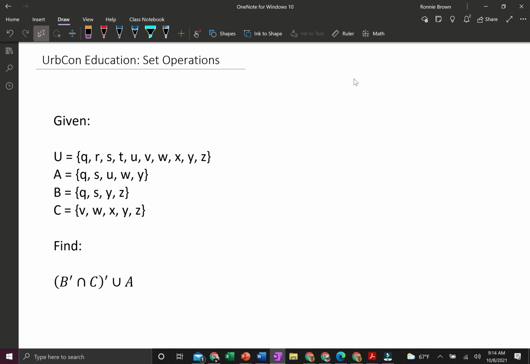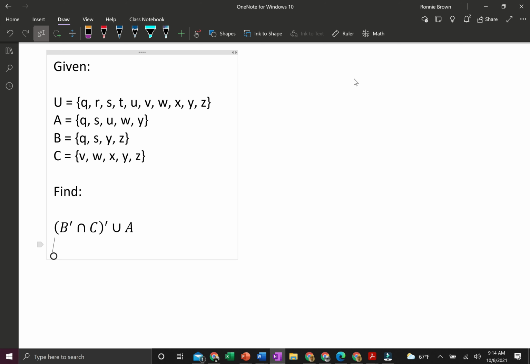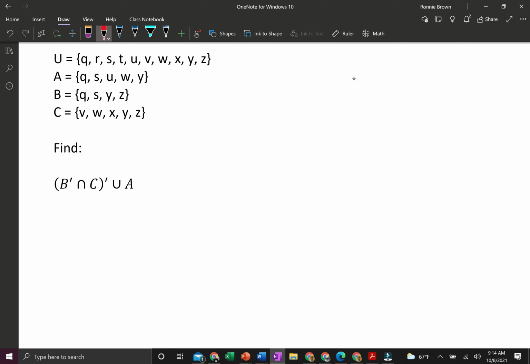We're asked to find B prime intersection C, and that entire quantity, we would like to find the complement of it. And then after such, we union it with set A. So again, we're told to find that quantity of B prime intersection C, the complement of that quantity, and then union it with A.